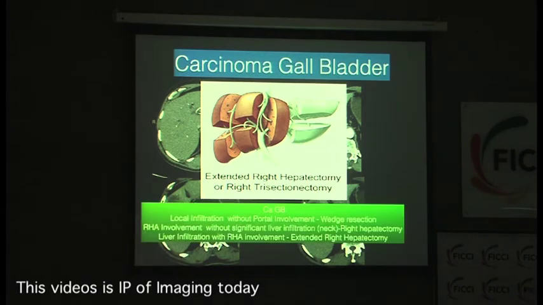So this is the summary. CAGB, local infiltration without portal vein involvement, do a wedge resection. RHA involvement without significant liver infiltration, do a right hepatectomy. And liver infiltration with RHA involvement, do an extended right.